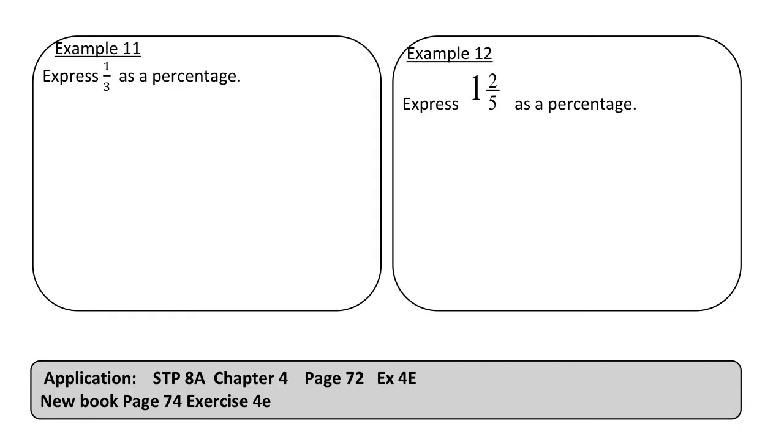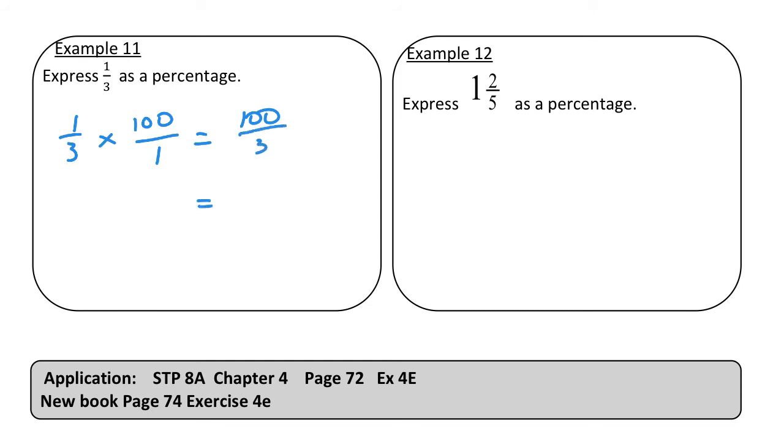Example 11, express a third as a percentage. We'll use the same technique as we've just done, so a third multiplied by 100, so we have a fraction multiplied by a whole number. To do that, we put the whole number over 1. We look to see where we can cancel, and on this occasion we can't cancel anywhere. So we multiply tops together and bottoms. So 1 times 100 is 100, and 3 times 1 is 3.